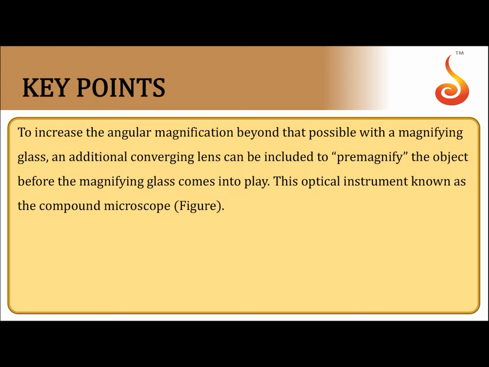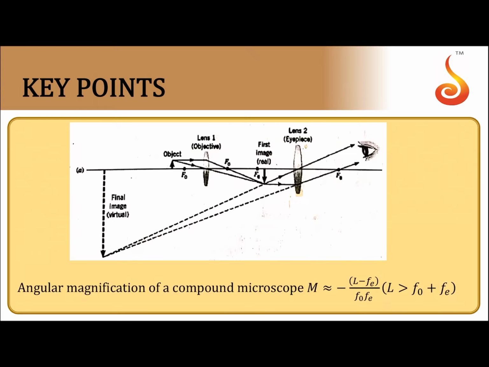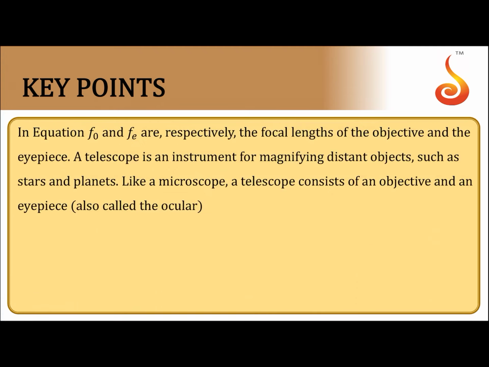To increase the angular magnification beyond that possible with a magnifying glass, an additional converging lens is included to pre-magnify the object before the magnifying glass. This is known as a compound microscope. This is the figure. Two lenses will be used, and angular magnification will be given by this formula.